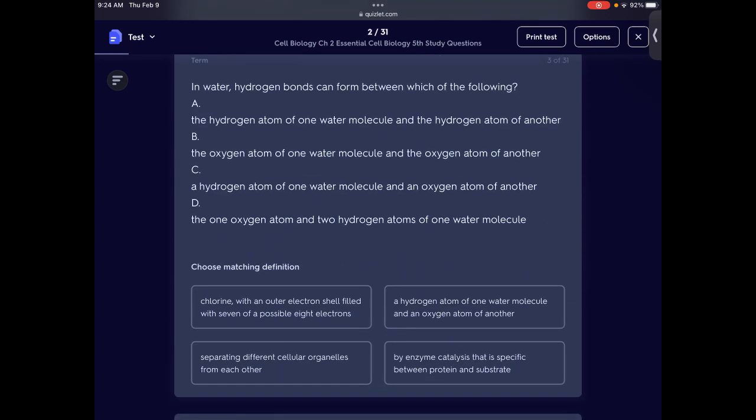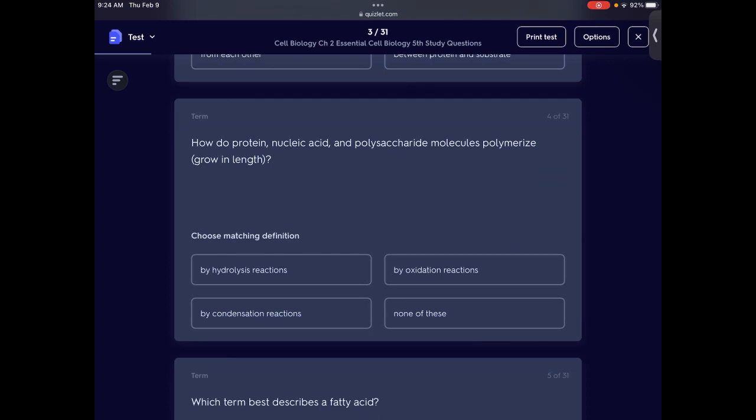In water, hydrogen bonds can form between which of the following? It's the hydrogen atom of one water and the oxygen of another. So let's see which one this is. There we go. How do protein, nucleic acid, and polysaccharide molecules polymerize or grow in length? By condensation.